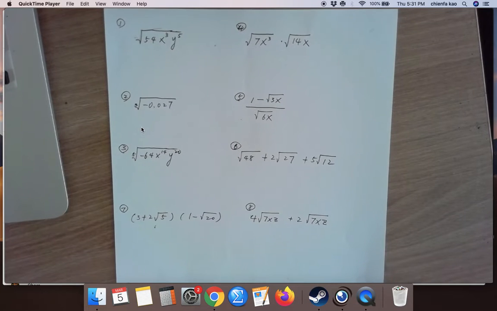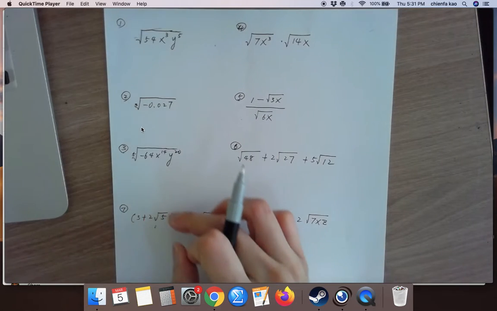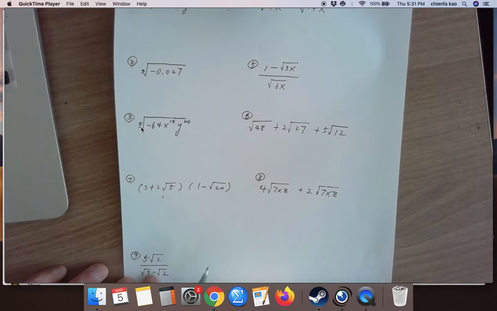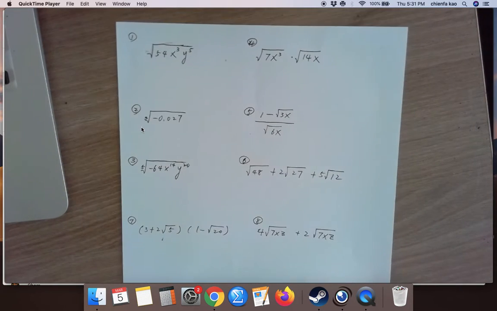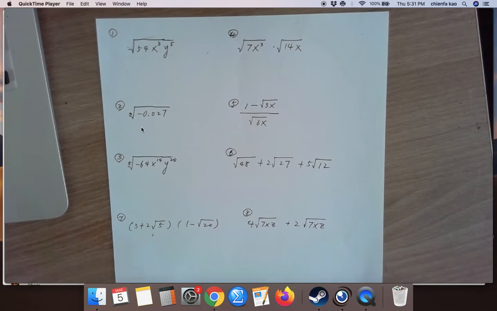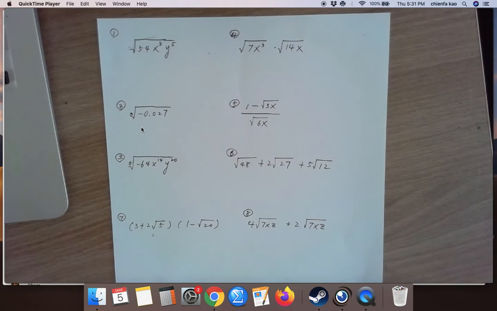Okay, people, these are the problems that we're going to be working on. There's 1, 2, 3, 4, 5, 6, 7, 8, and there's the ninth one. Please copy down the question and start working on them. And then at the end, you can scroll to the end and check all of your answers.